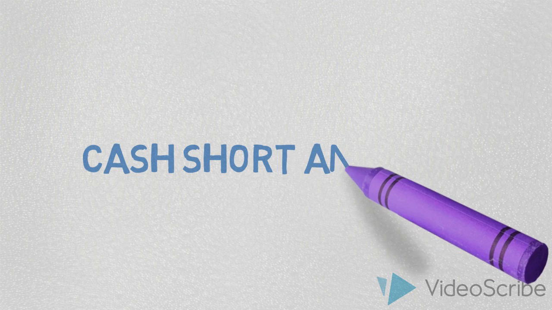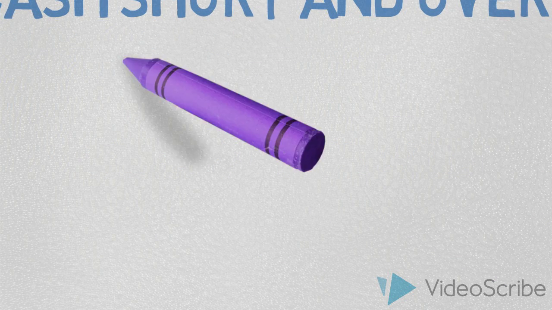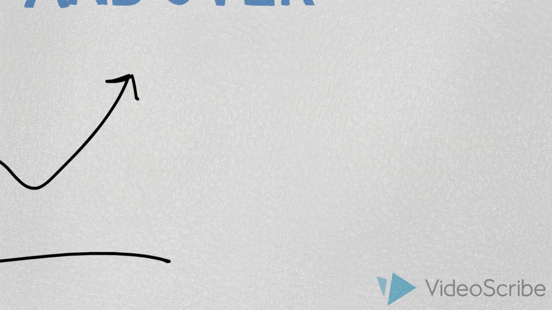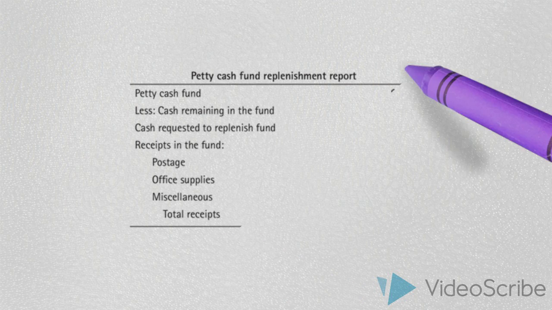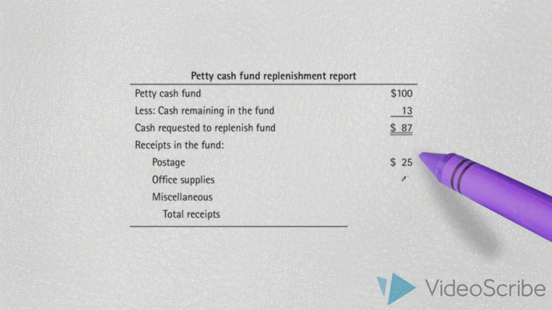Cash short and over. Cash does not always equal the amount of receipts. Therefore, this discrepancy is charged to an account called cash short and over. To illustrate, assume that the company counts only $13 of cash in the fund before replenishment.